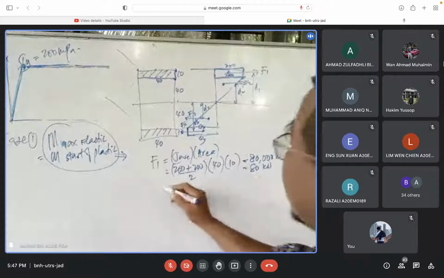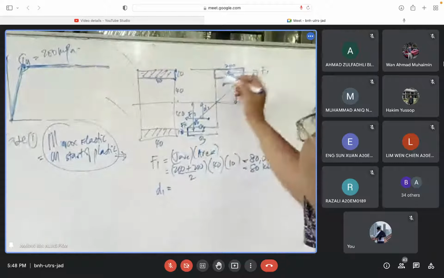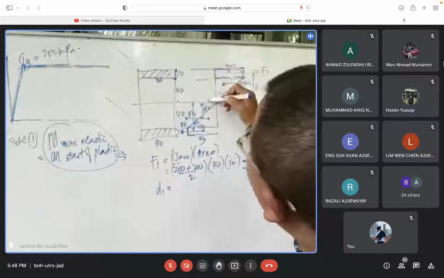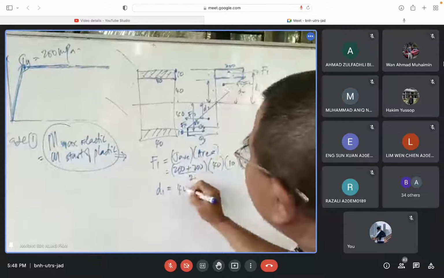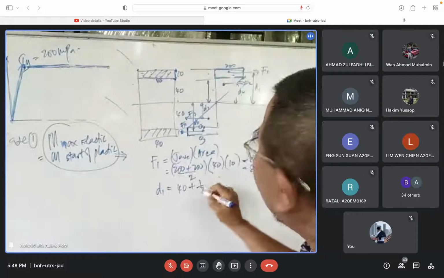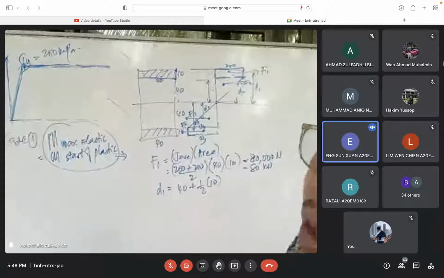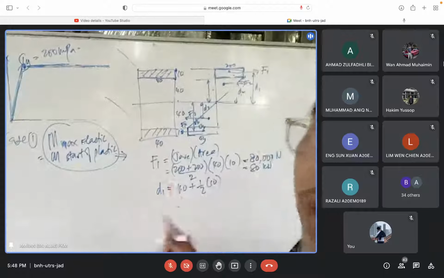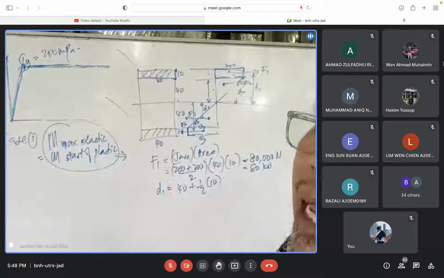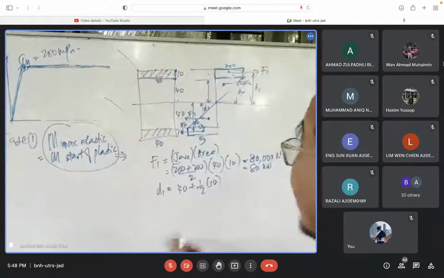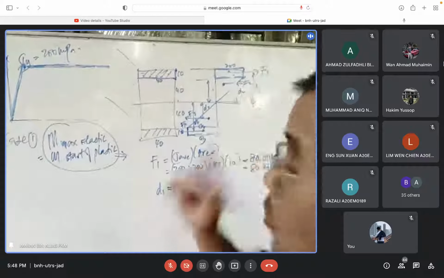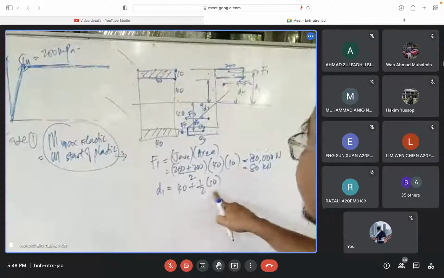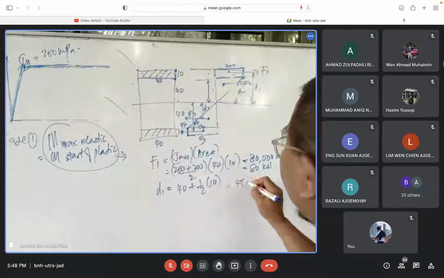And then what is your D1? See that? How to write the distance here? We write this 40, we know that 40 plus half of 10. You see that? Yes. Never write 45 straight away. The working procedure must be shown here. Are you with me? Yes. Never do the calculation in your head. Do the calculation on your paper: 40 plus half of 10. So the answer is 45 mm.